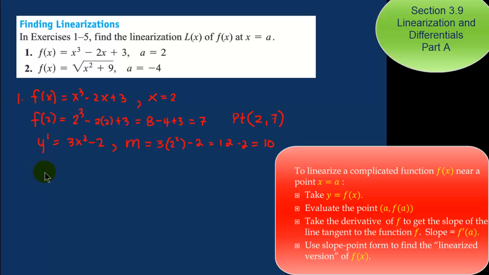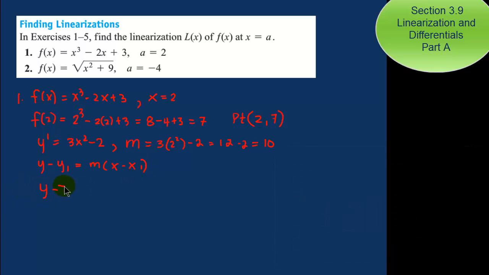Now we're ready to write the linearized version by taking y minus y1 equals m times x minus x1. So y minus 7 is equal to 10 times x minus 2. And we simplify that by letting y equal to 10x minus 20 plus 7, that's equal to 10x minus 13. Therefore, x cubed minus 2x plus 3 is approximated by the linear function 10x minus 13 at the local point where x is equal to 2.